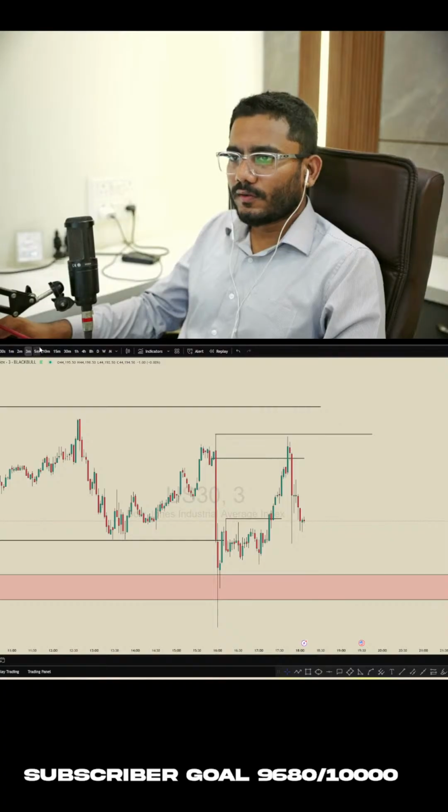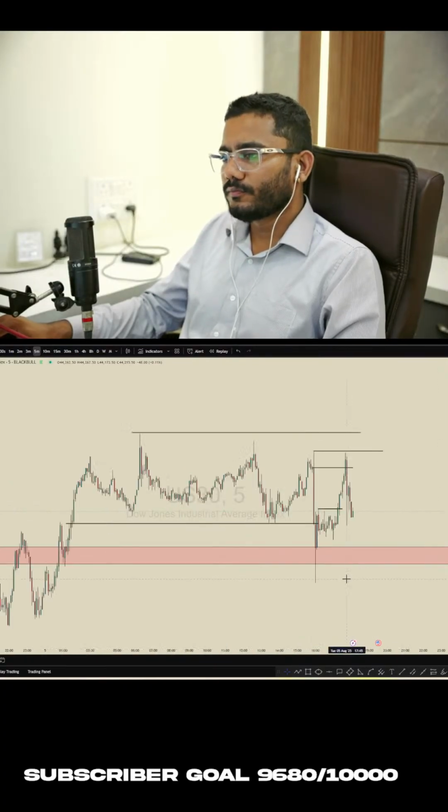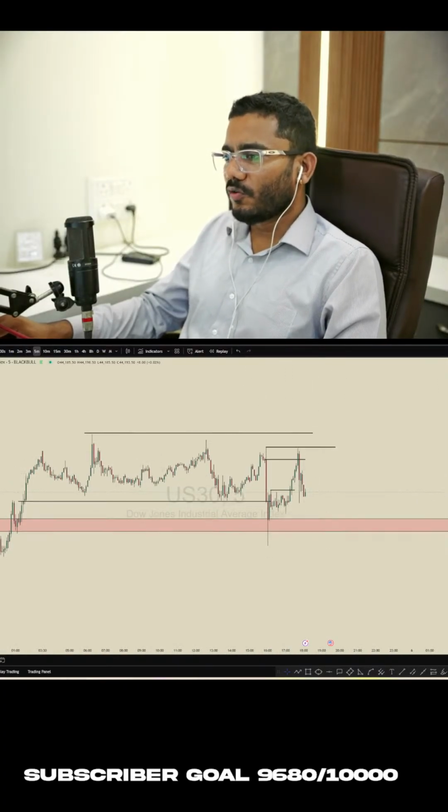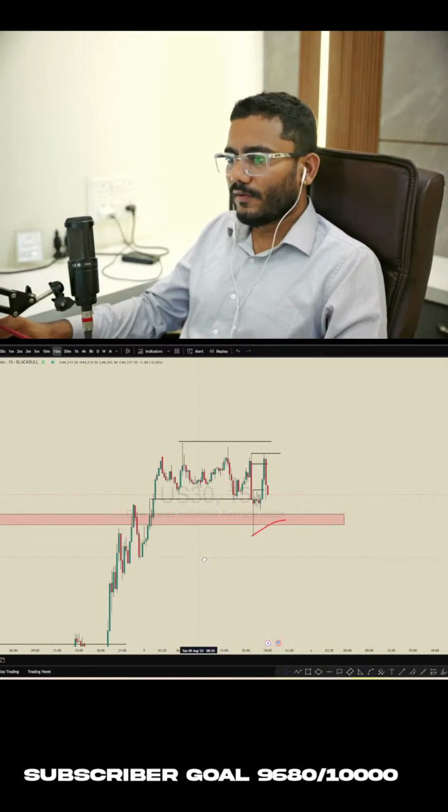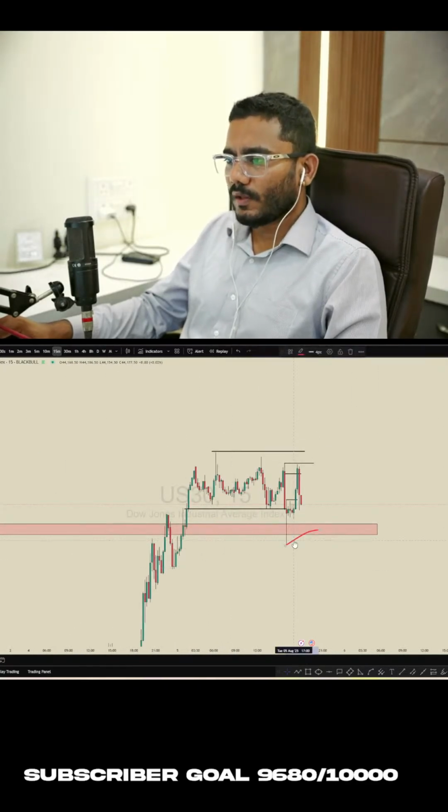Let's wait for a reaction here. If this zone fails, then probably we'll look for a sell side trade in continuation after 1 hour. So I'm waiting for price to give us a setup.